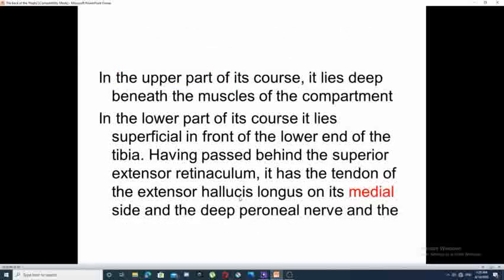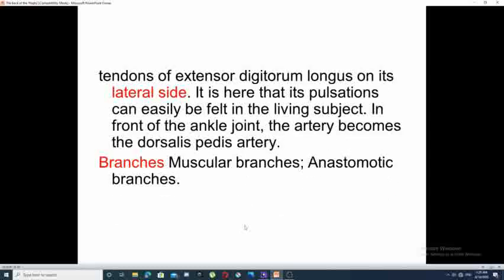In the upper part of its course, it lies deep beneath the muscles of the compartment. In the lower part of its course, it lies superficial in front of the lower end of the tibia, having passed behind the superior extensor retinaculum. It has the tendon of the extensor hallucis longus muscle on its medial side and the deep peroneal nerve and tendon of extensor digitorum longus on its lateral side. It is here that its pulsation can easily be felt in a living subject, in front of the leg, in front of the ankle joint. The artery becomes the dorsalis pedis artery.